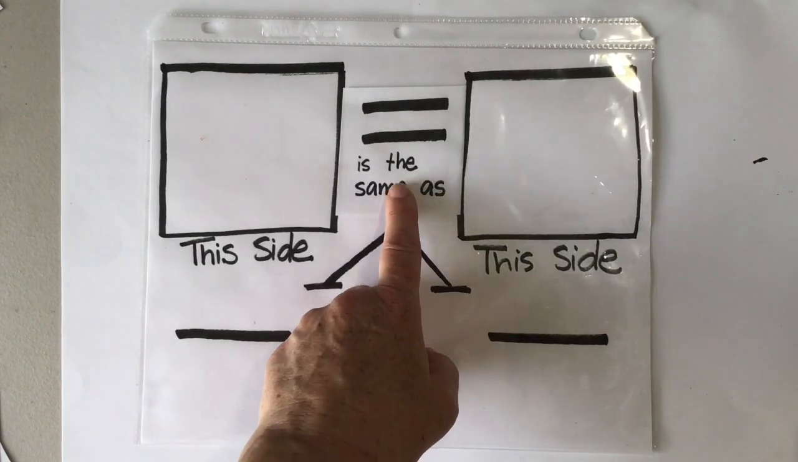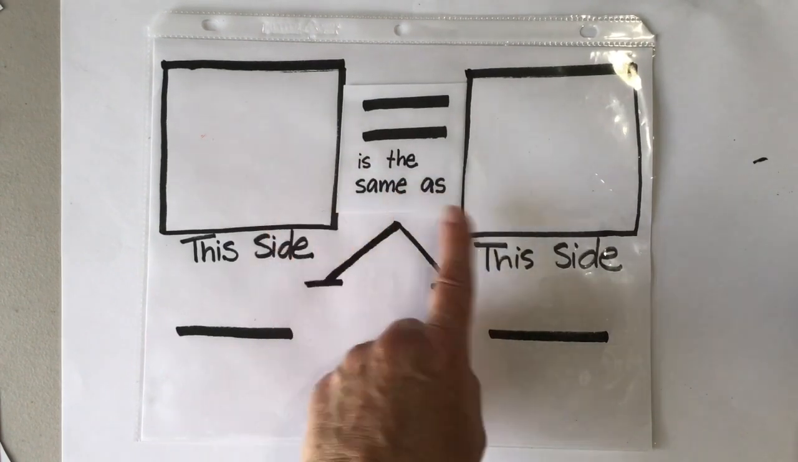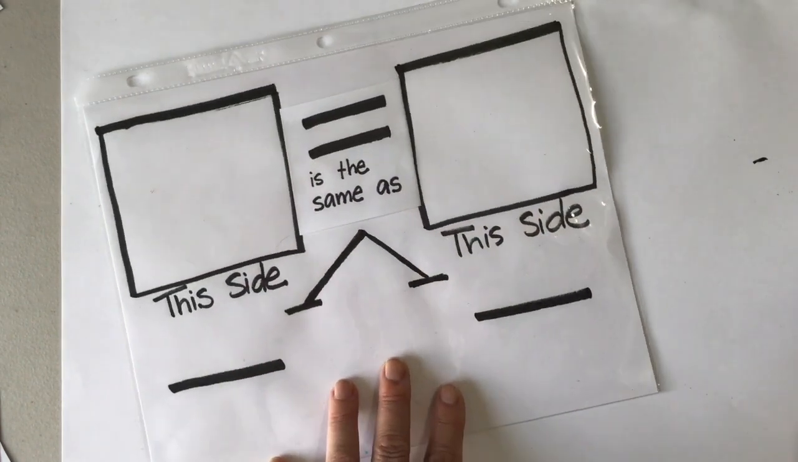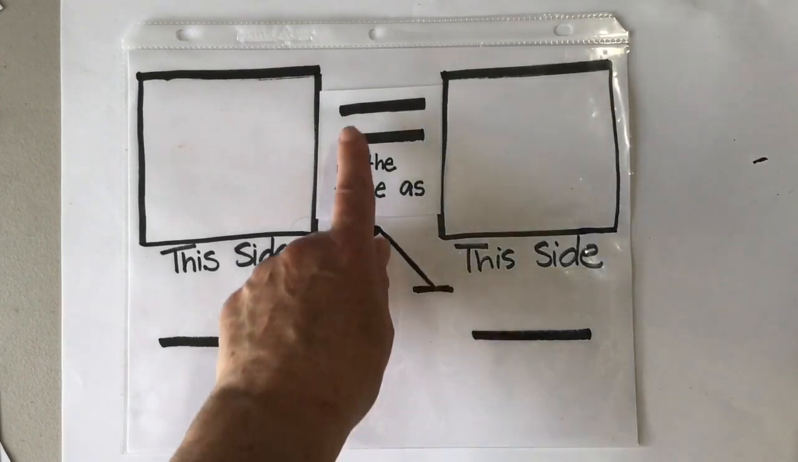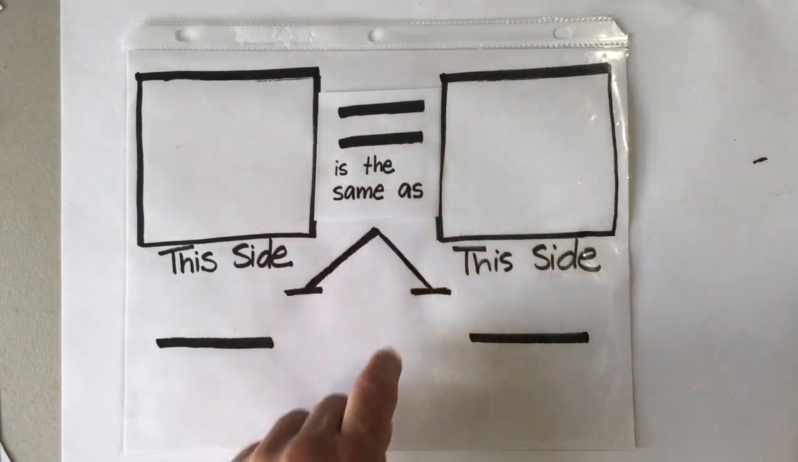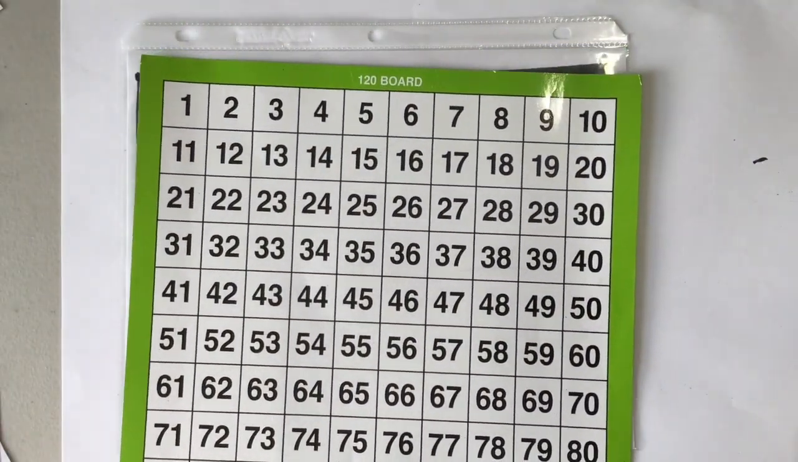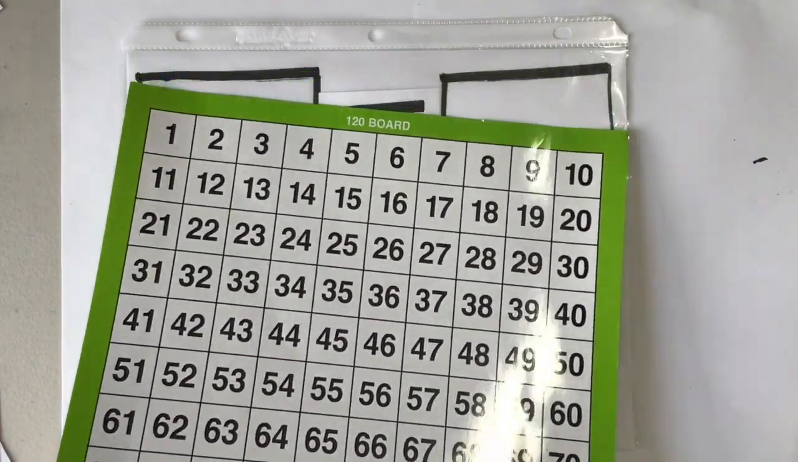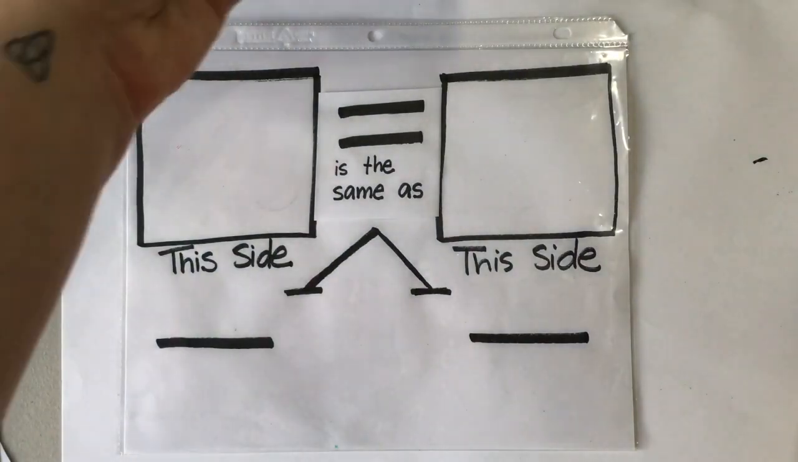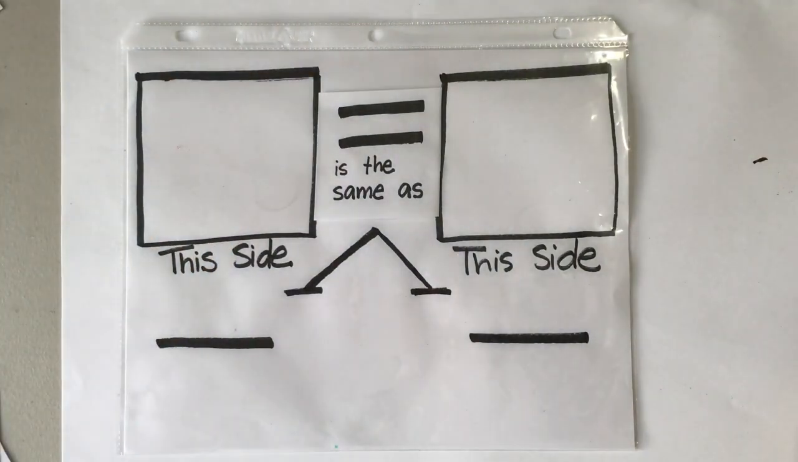Today we're only going to use the equal sign because we are going to make both sides of this scale equal. Both sides of the equation equal. I'm also going to use my hundreds chart to help me figure out some missing numbers today. So if it would be helpful for you, also have your hundreds chart handy.